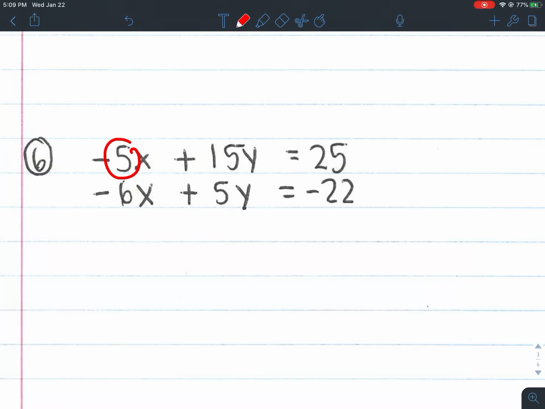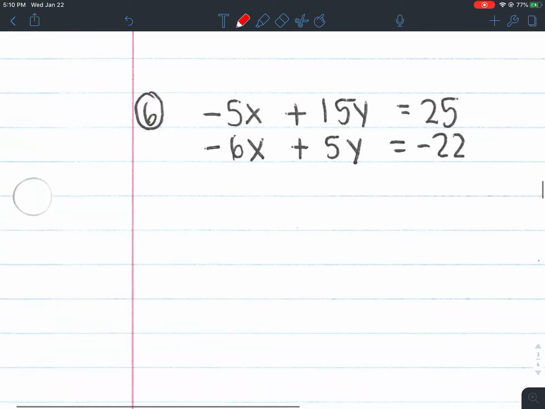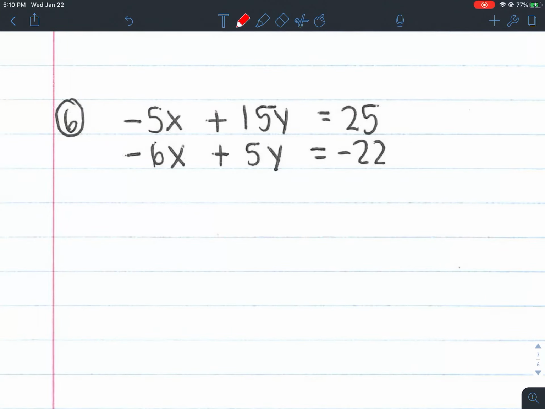Is it possible for me to get 5 to become 6 if I multiply by something? No. Is it possible for me to get 6 to become 5? No. So x is probably not the one that I want to eliminate because it's too hard right now, and we don't want to do hard work right now. We want to do the easiest thing possible. So let's look at the y's.